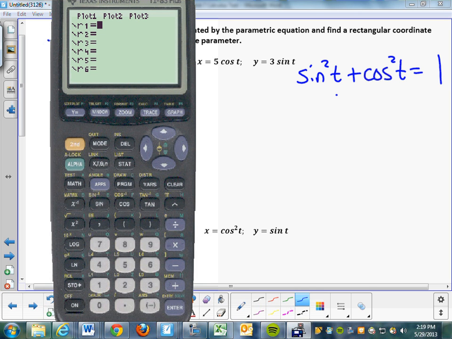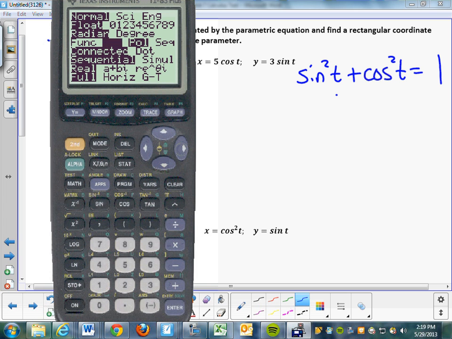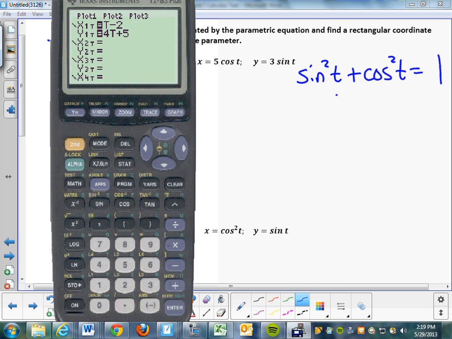We have x is equal to 5 cosine of t. Whoop, I'm sorry, I'm in the wrong mode. I'm currently in polar mode, right? Because I was doing a problem from section 9.6. So let's hit mode, go down to parametric. Parametric has the x and the y equals. So I go into y equals and I've got 5 cosine of t, and we've got 3 sine of t. And I'm going to graph this in a normal viewing window.